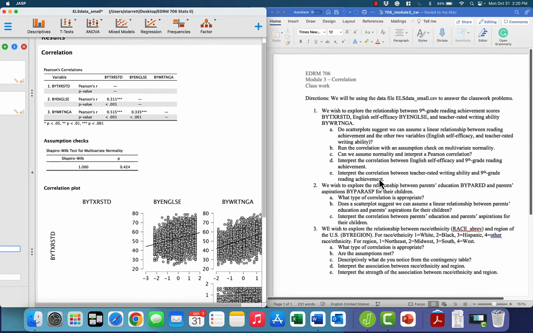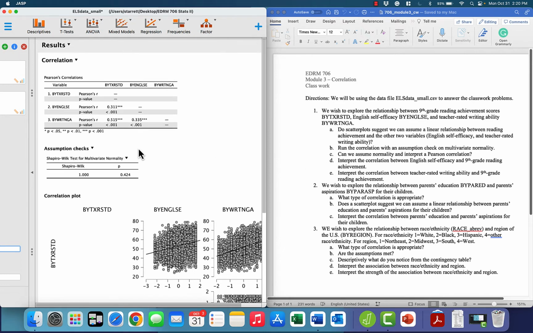All right, and so part D, interpret the correlation between English self-efficacy and ninth grade reading achievement. So English self-efficacy and reading achievement, we see a correlation of 0.311, and it is significant. So 0.3 is moderate and it's positive. So we would say there is a significant positive moderate correlation between ninth grade reading achievement and English self-efficacy.